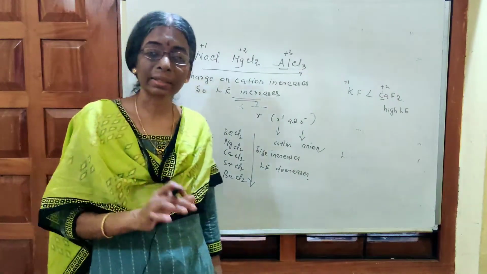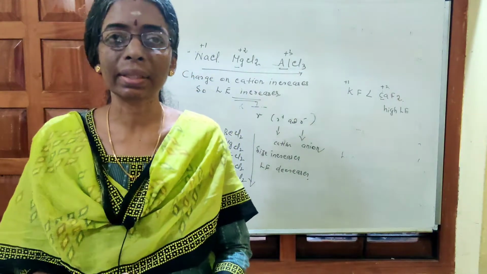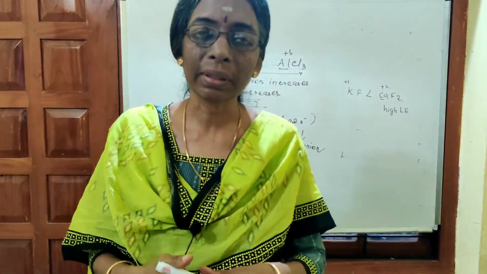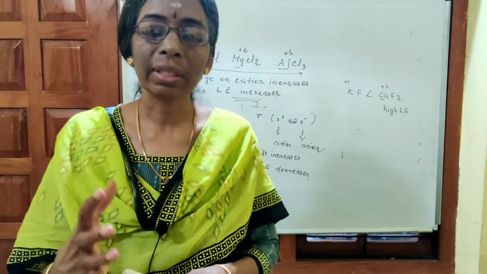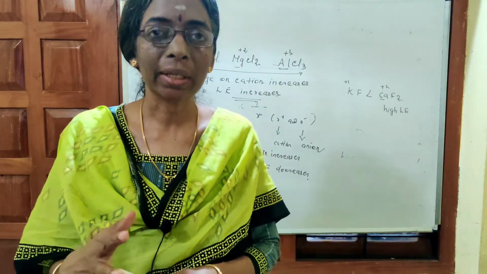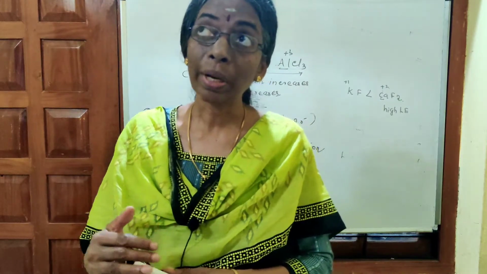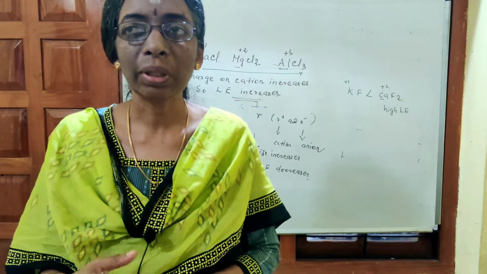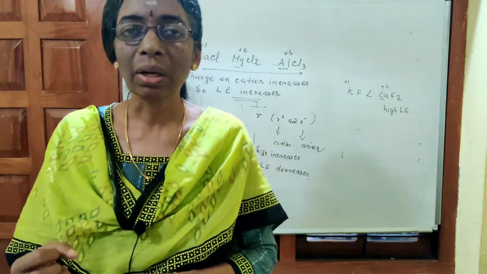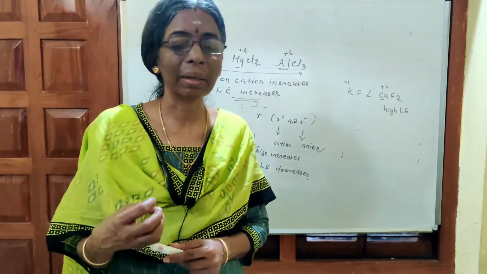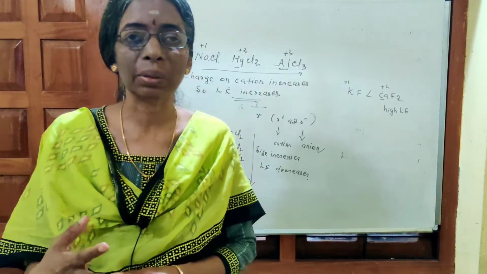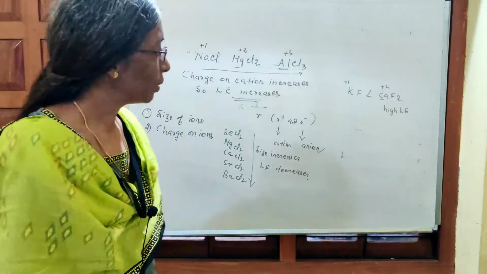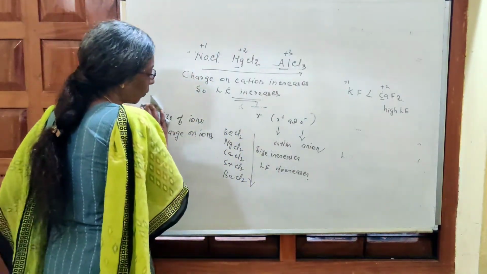Okay. So lattice energy, first let us see what is lattice energy. Lattice energy means the amount of energy required to break the solid ionic compound into its constituent gaseous ions. Constituent means, suppose NaCl, Na plus and Cl minus. Okay. So next one we will study, what is electrovalency.